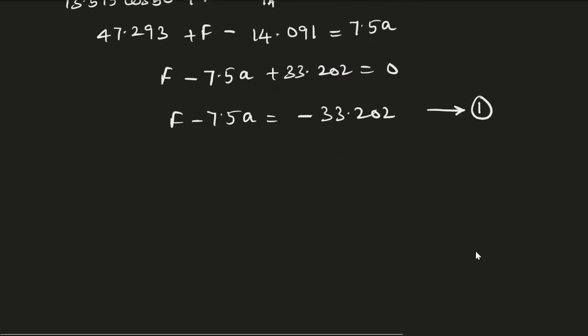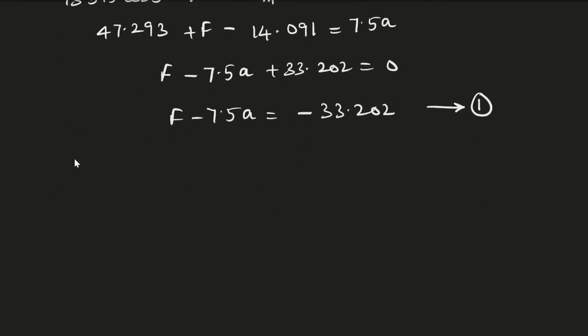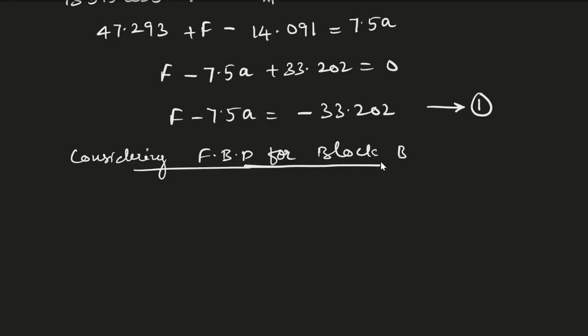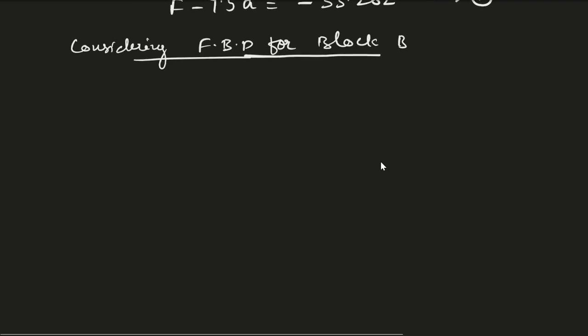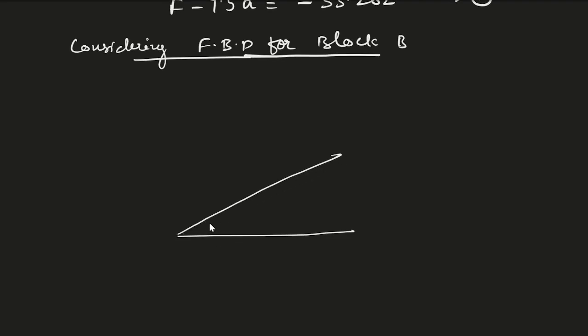Now we have to consider the second block, considering the FBD for block B, mass B. In a similar manner, we have to draw the same FBD for block B as well. We have an inclined surface of 40 degrees, and we have a block B. This is the B block.